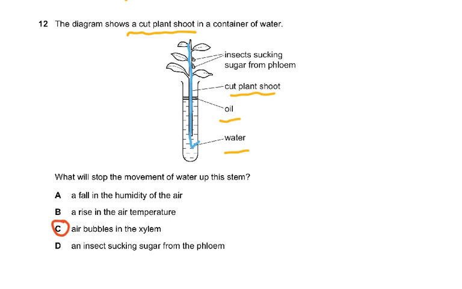So, a fall in the humidity of the air, a rise in the air temperature, air bubbles in the xylem, an insect sucking sugar from the phloem. Well, see, you've got to understand water doesn't move in the phloem. So phloem was all rubbish. It moves only in the xylem. Water will move up in the stem only in the xylem. So that is why the answer was C, that any air bubble in the xylem would actually form an air block. And this would prevent the movement of water.